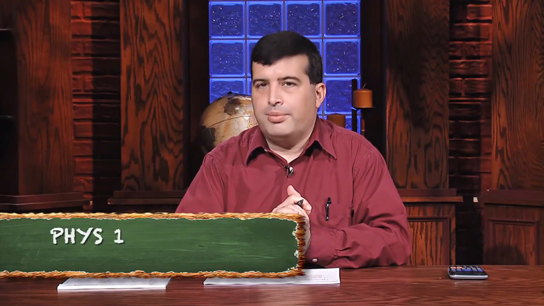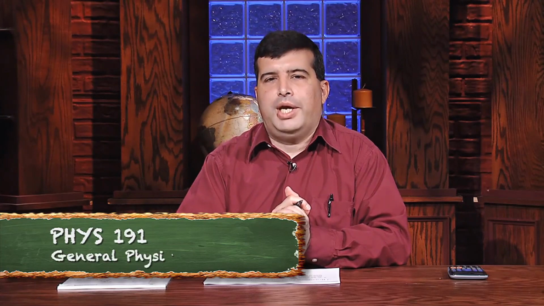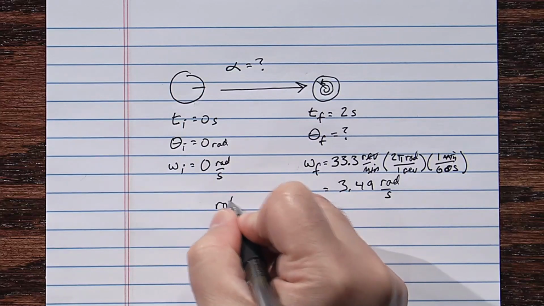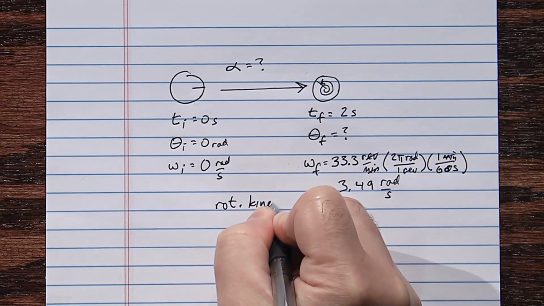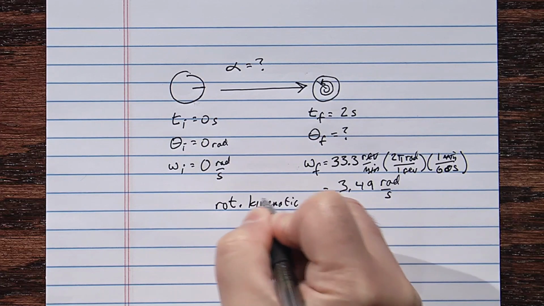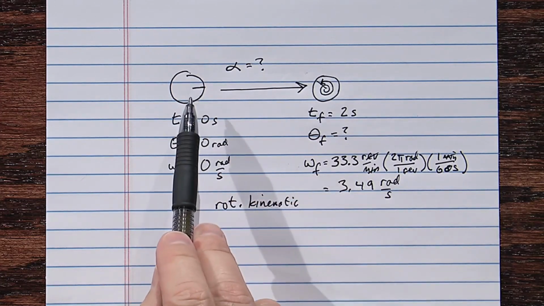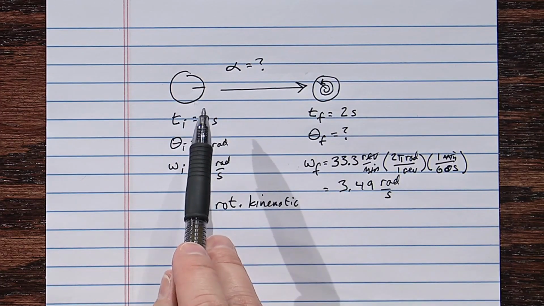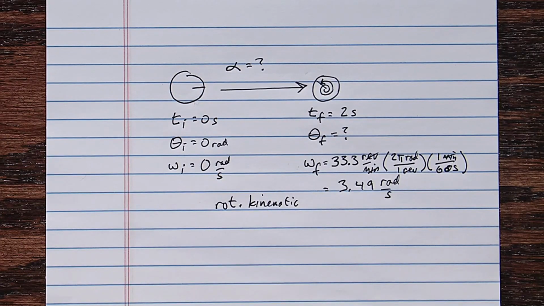Now that we've gotten all the information that we can from the question statement, we have to identify this as a rotational kinematic situation. We do that by recognizing that we have a rotating object that changes its angular velocity over time.